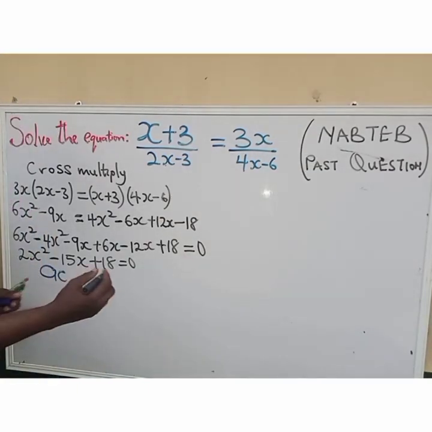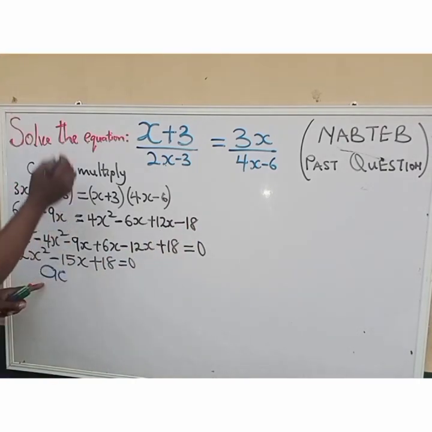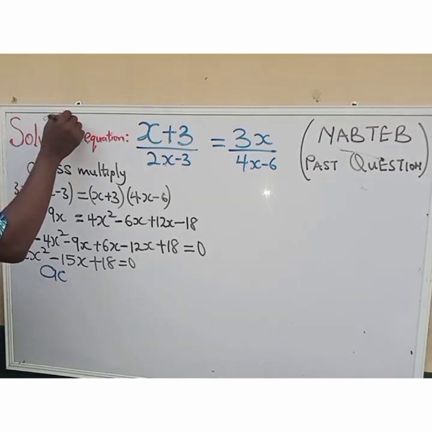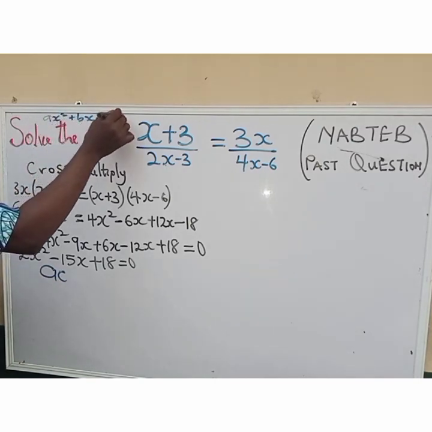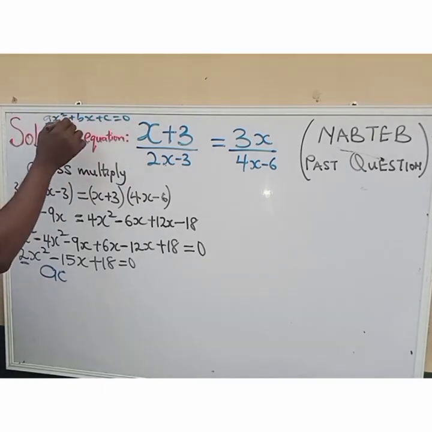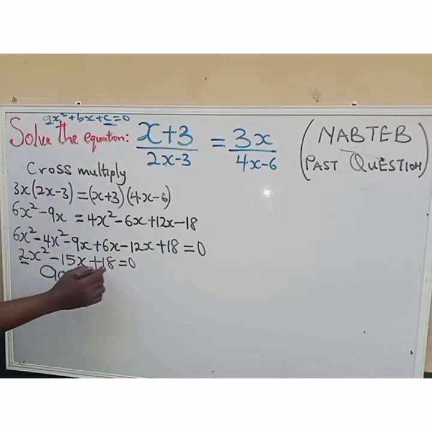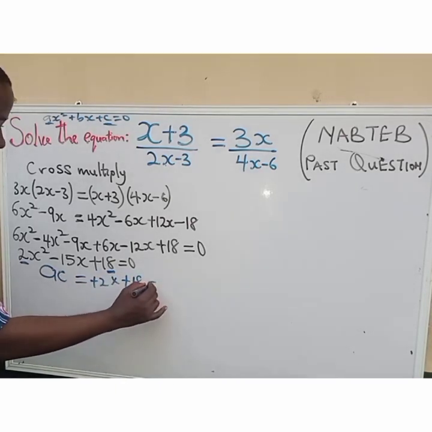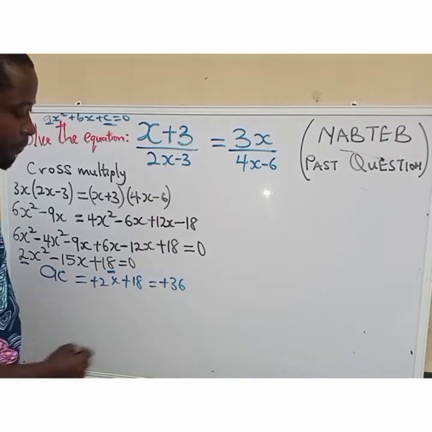Talking about AC, don't forget our quadratic form. Our quadratic form is ax squared plus bx plus c equals to 0. So our a is 2, while our c is 18. So that means a times c is plus 2 multiplied by plus 18, which is equal to plus 36.